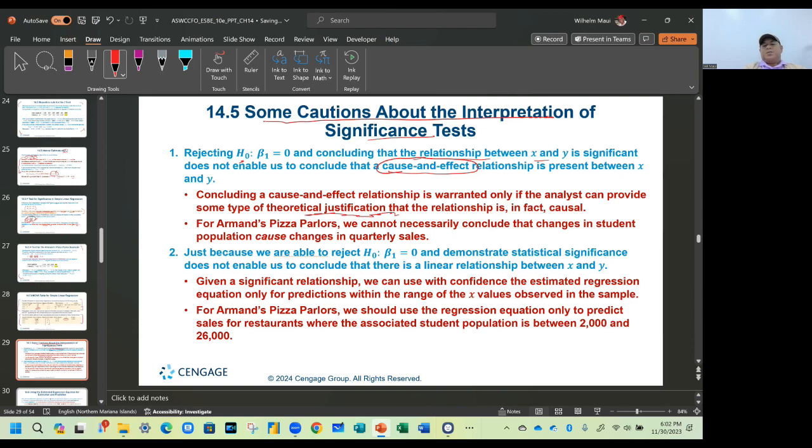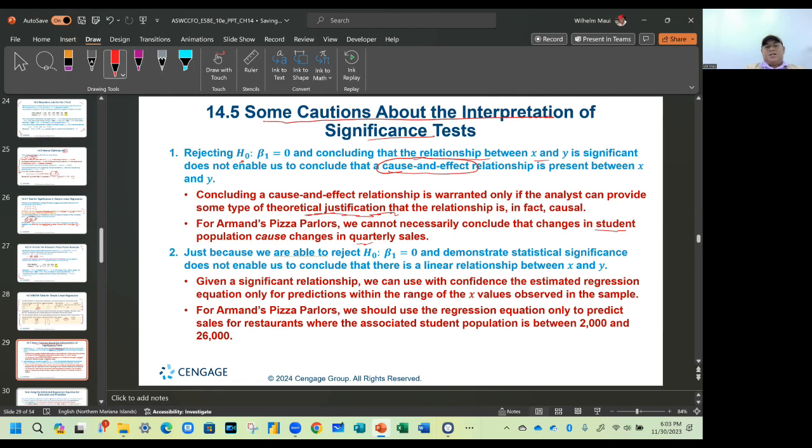So for Armand's Pizza, we cannot necessarily conclude that the student population causes sales. We say that there's a strong positive relationship between the two. So we can predict the value of sales by knowing the student population, but we cannot say that it is the population that is causing the sales, no?